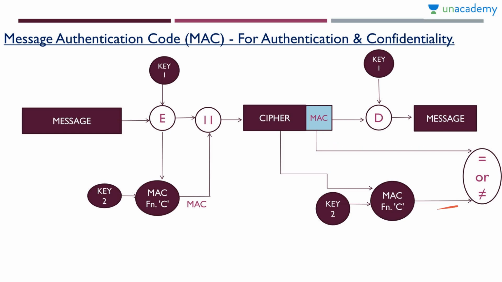So that is the message authentication code. These are the methods to achieve authentication alone, and authentication and confidentiality, using two methods: authentication tied to plain text and authentication tied to ciphertext. In the next lesson we'll study hash functions.